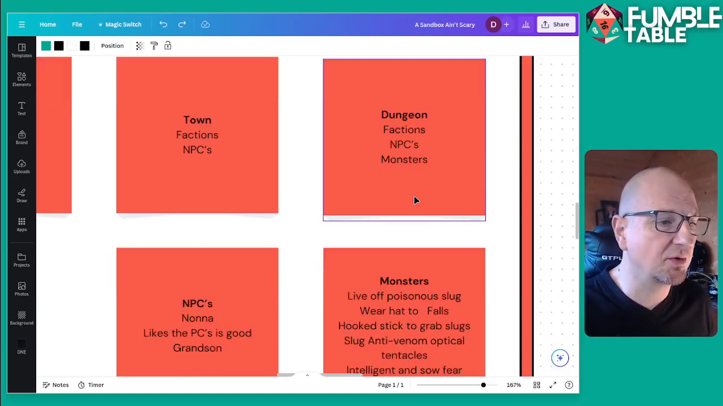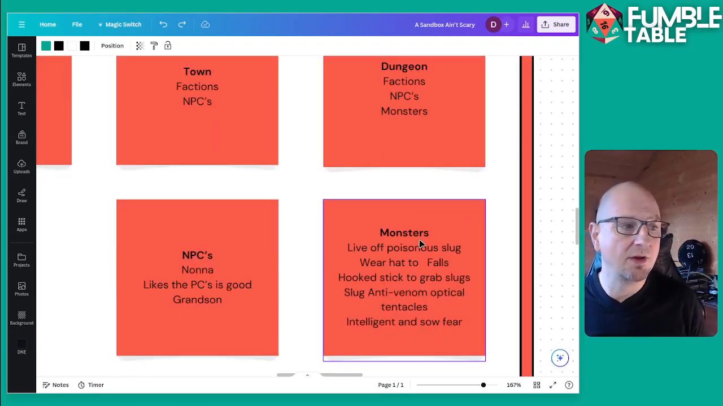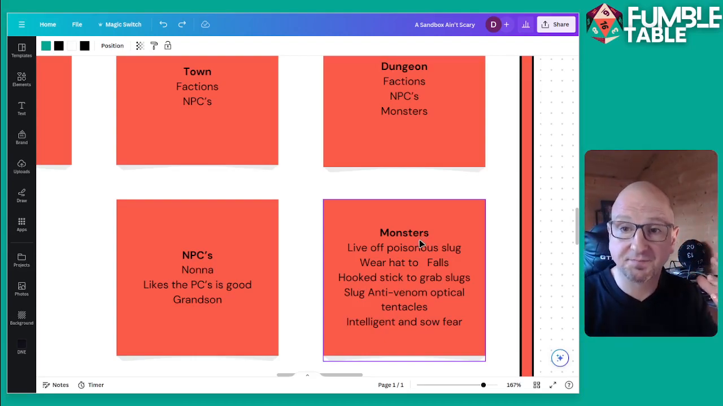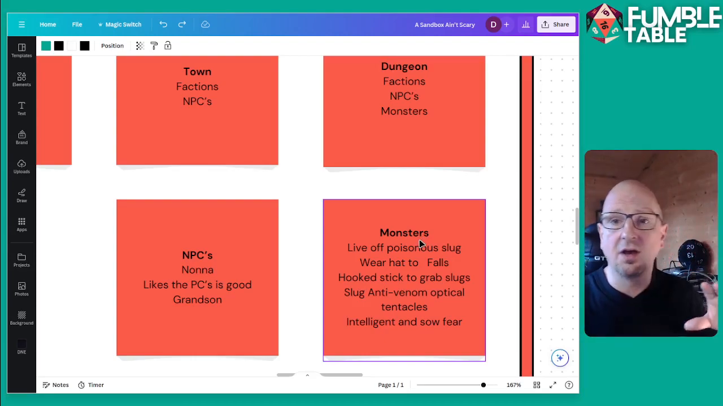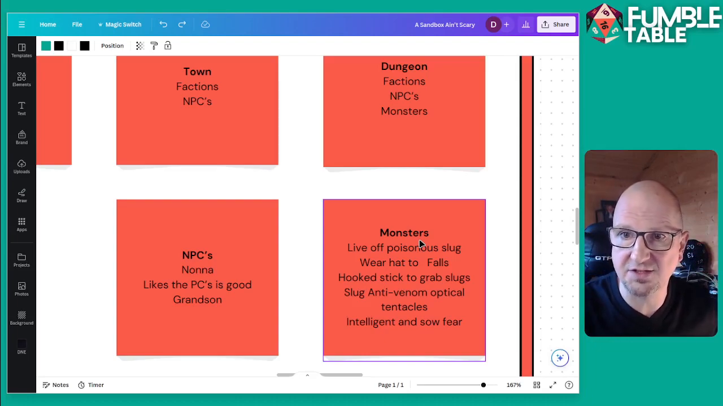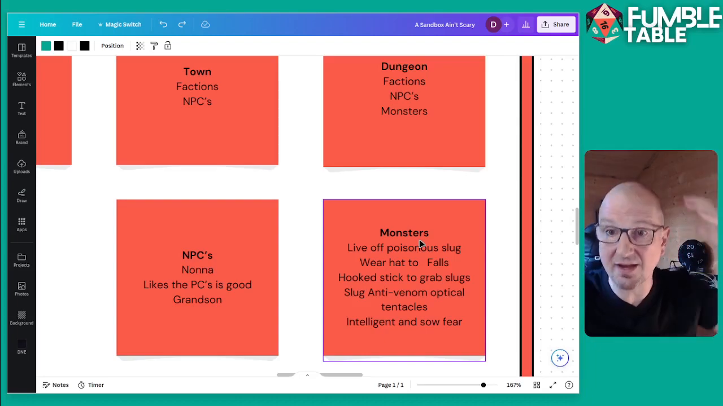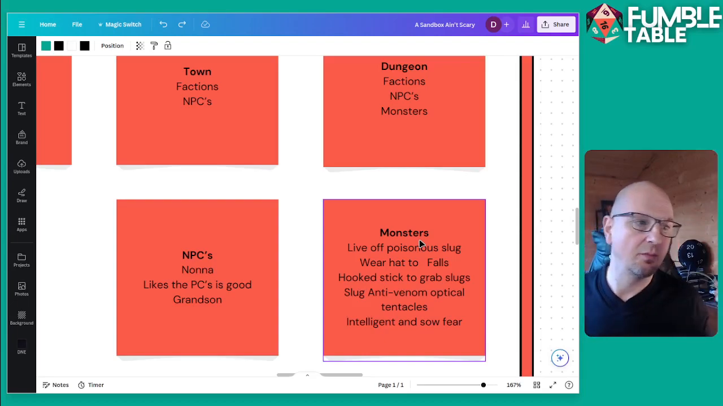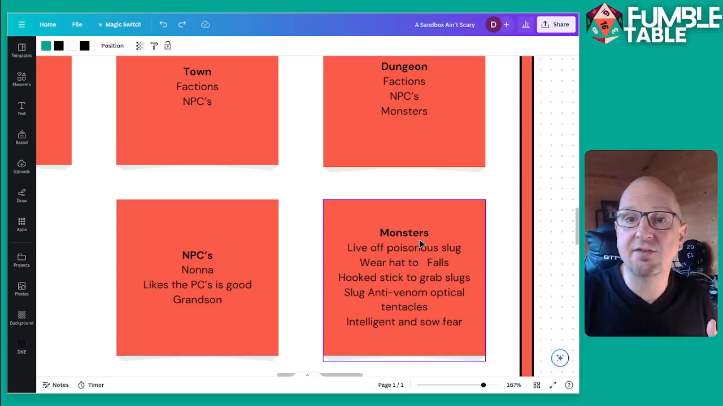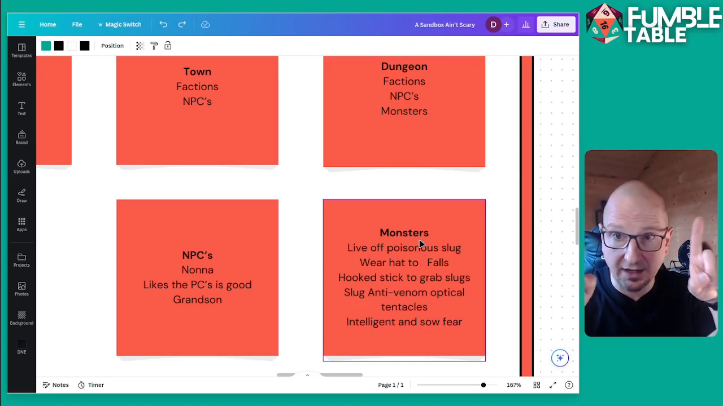So if we go back to those monsters that we spoke about earlier on, they live off poisonous slugs. So imagine that there are poisonous slugs in this dungeon. And these poisonous slugs are paralytics, and they eat you once they paralyze you. They tend to drop from the ceiling on you, which is why these things wear these hats. Nobody understands, it seems really off, but they wear these hats because if they get bitten on the head, it's over. But the only way to survive the poison is to get the antivenom, and the antivenom is in these slugs' optical tentacles.